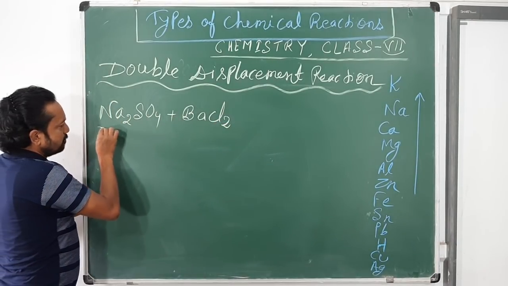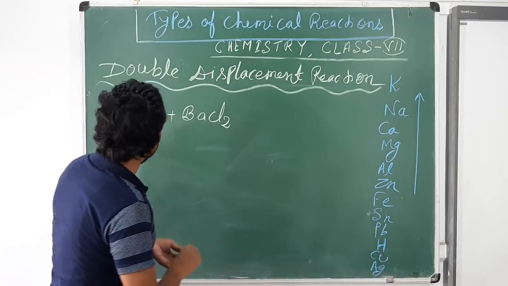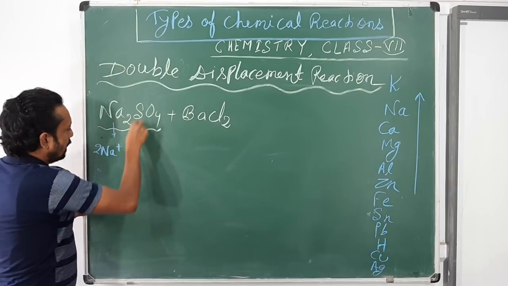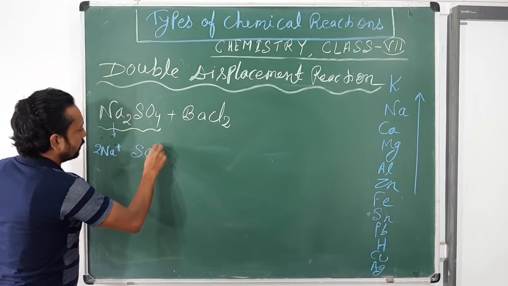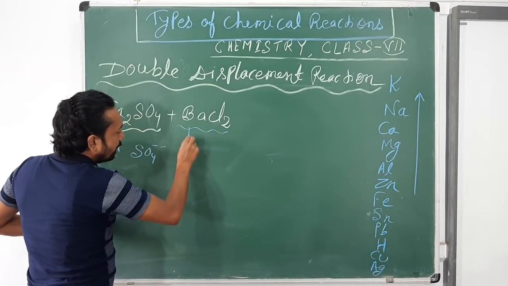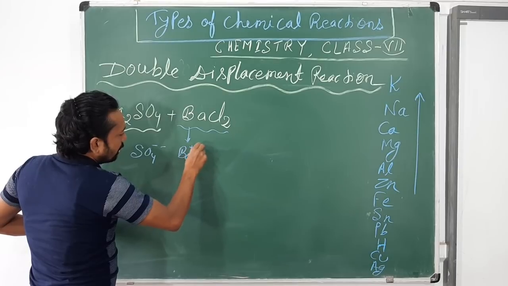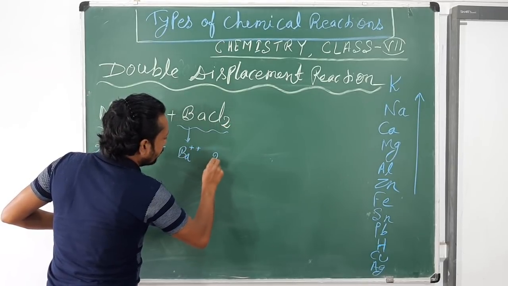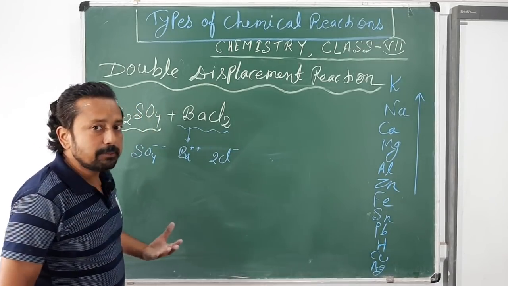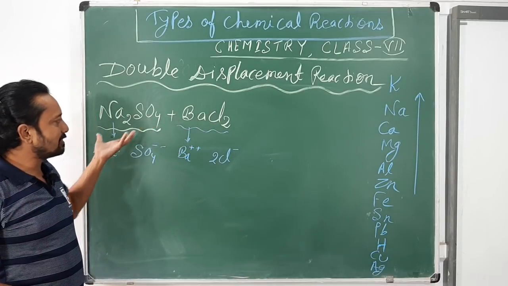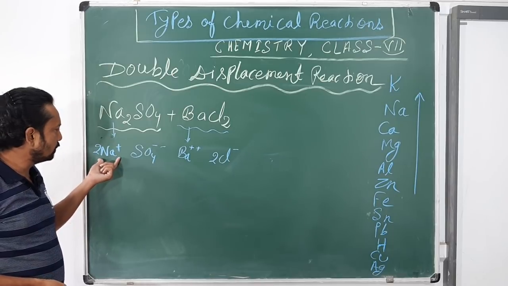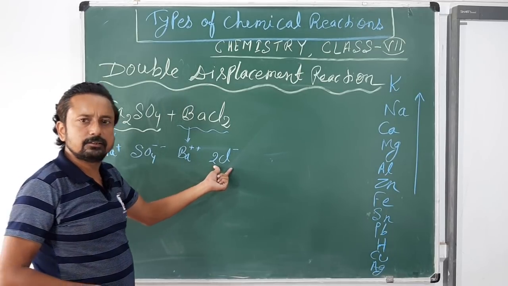So in sodium sulfate solution, basically sodium is found in 2Na+ form and SO4 is found in SO4 2- form, whereas barium chloride is found as Ba2+ and chlorine is found in the form of 2Cl-. So in a double displacement reaction, these two salts interchange their ions. It means the positive of the first salt links with the negative of the second salt.